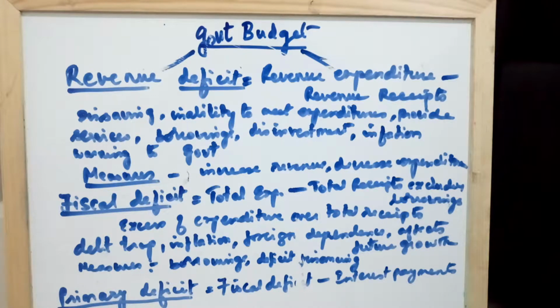Hello, in this video we'll see what are the measures of government deficit. We have already seen the components of government budget: capital receipts, capital expenditures, revenue receipts and revenue expenditures. When there is excess of total estimated expenditure over total estimated revenue, it is called deficit, budgetary deficit.